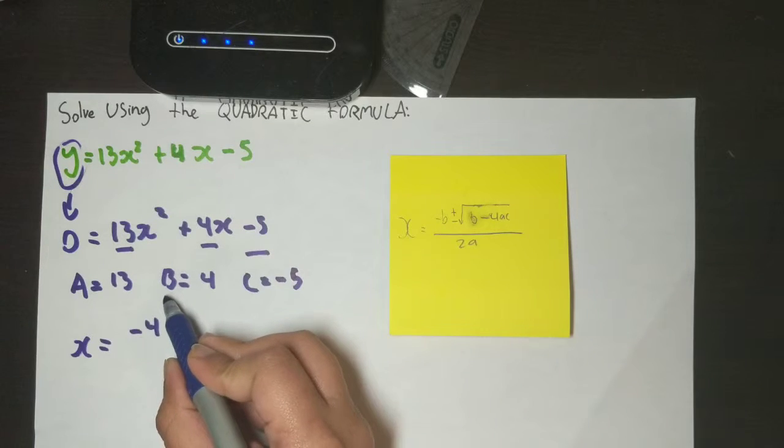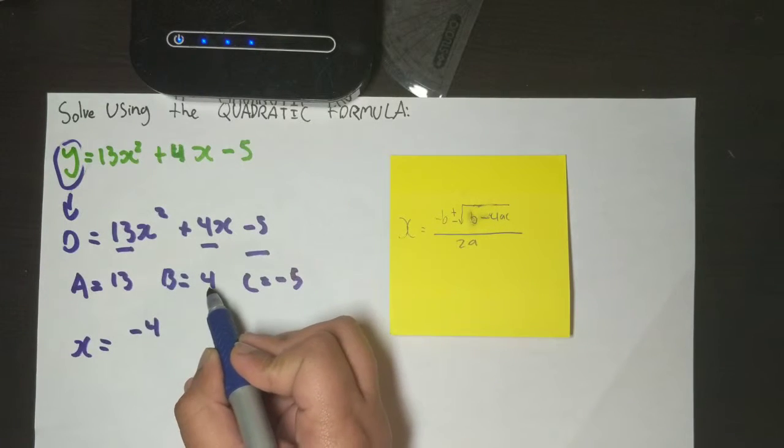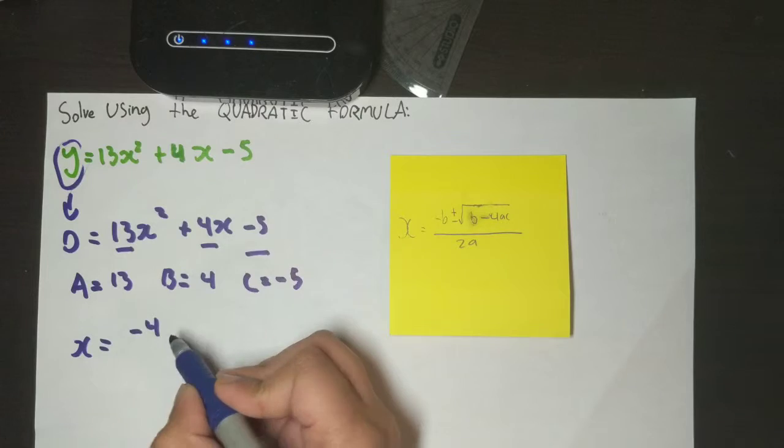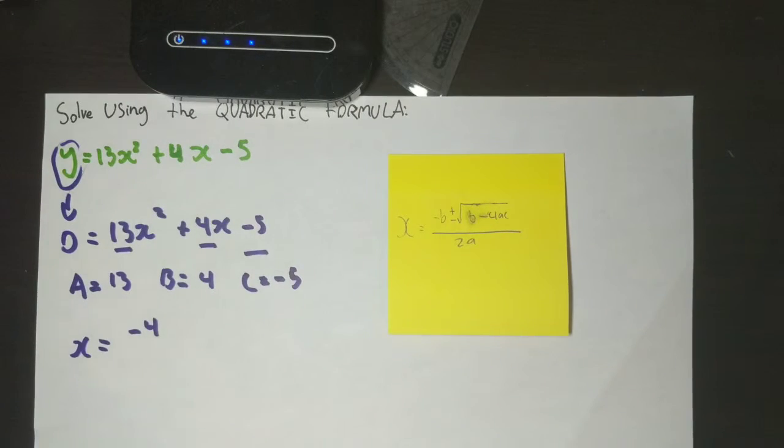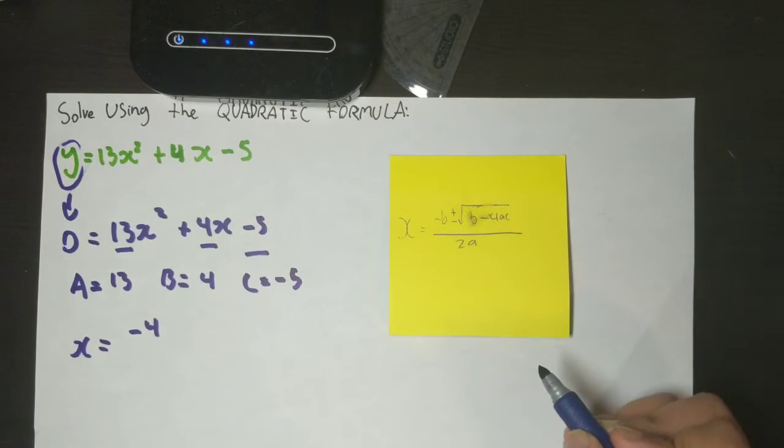But if my b was negative 4, I would plug it into the formula as a positive 4, because negative b just means the opposite of b.